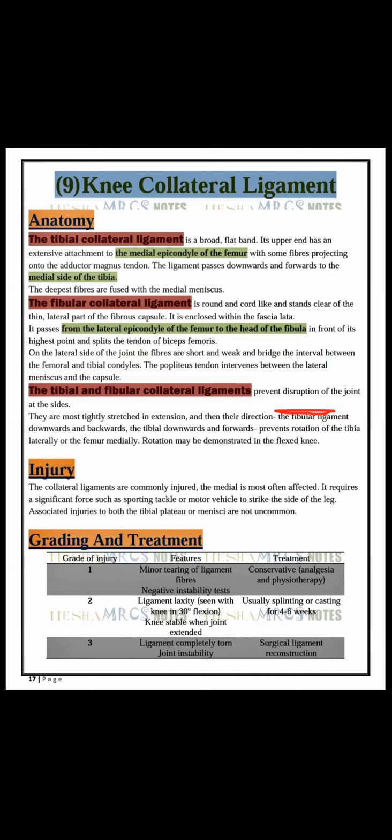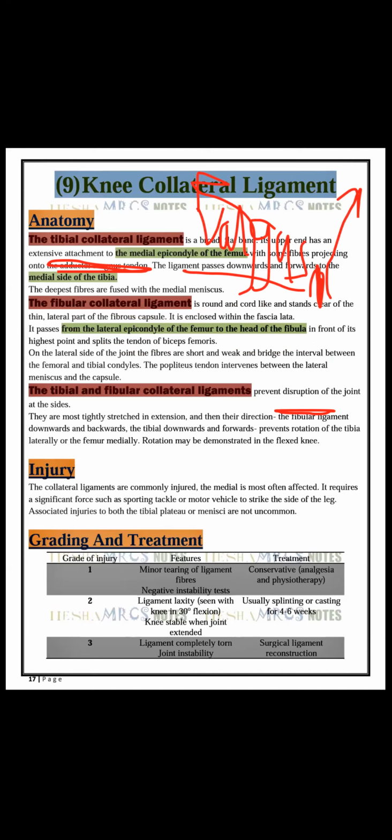How will you test each one? I can test the tibial collateral ligament, or medial collateral ligament, by doing what's called a valgus stress test. I will go valgus, outward, and do a valgus stress test, so I put more and more tension over the medial aspect. So this is for testing the medial collateral ligament by valgus stress test.